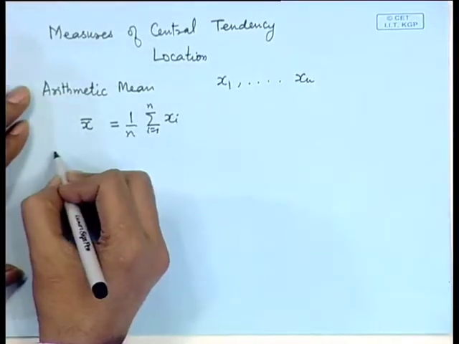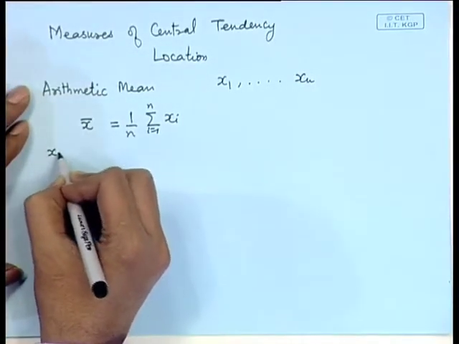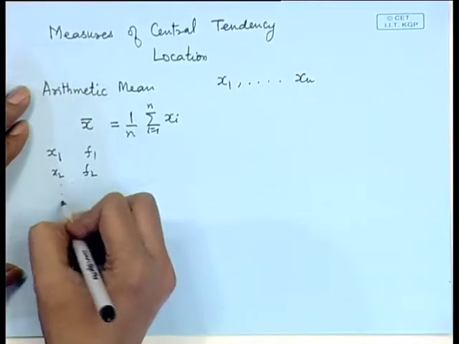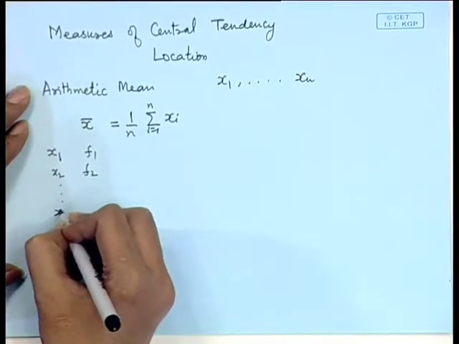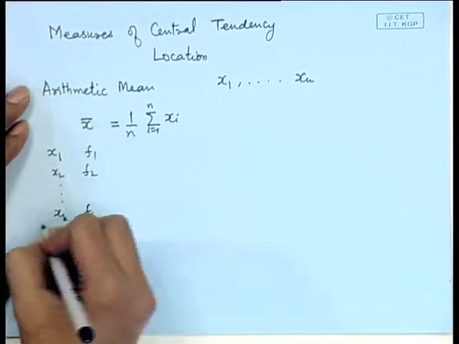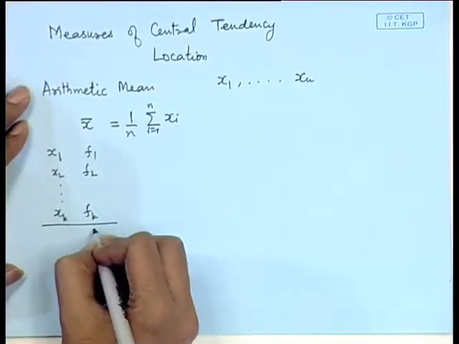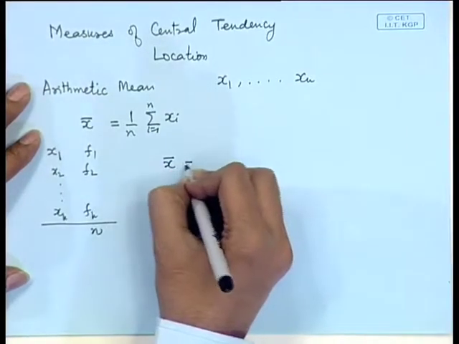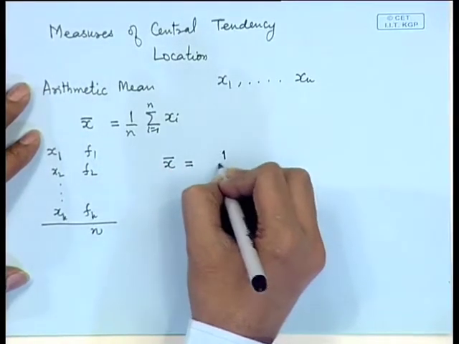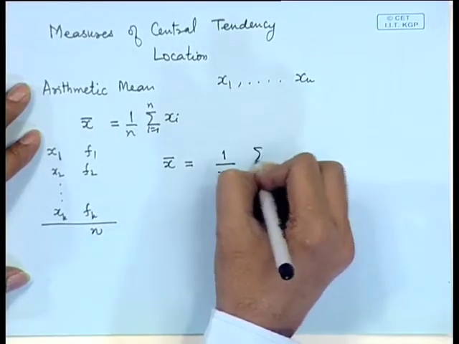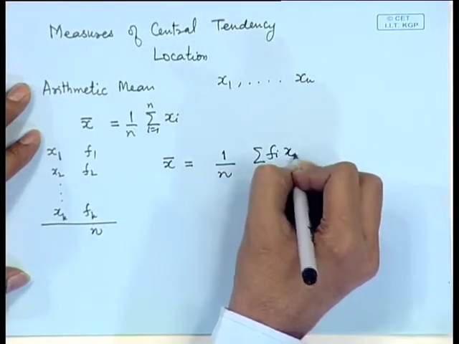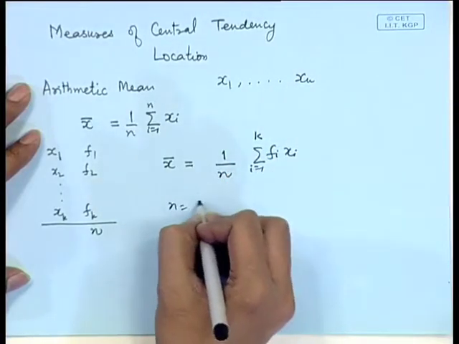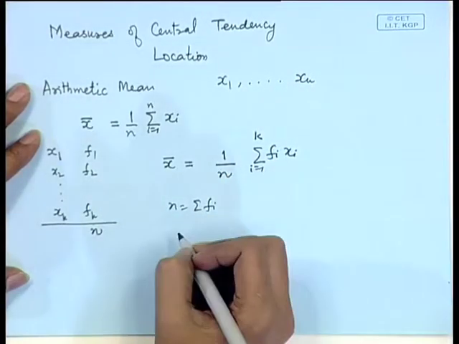Now, if I have a discrete frequency distribution, that means x 1 f 1, x 2 f 2 and so on up to x k f k, where the total is n, then the average value can be calculated using the formula 1 by n sigma f i x i, where n is sigma of f i.